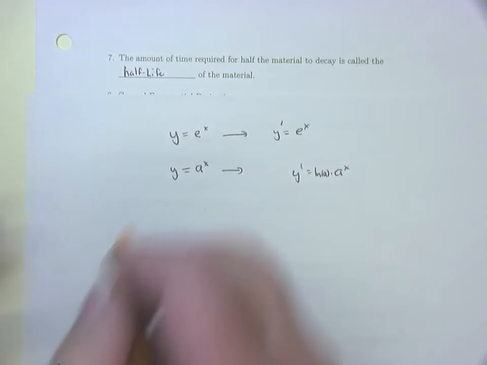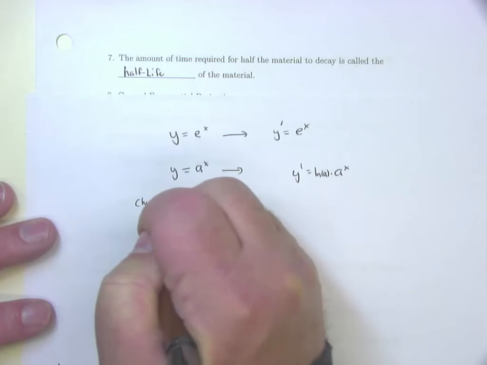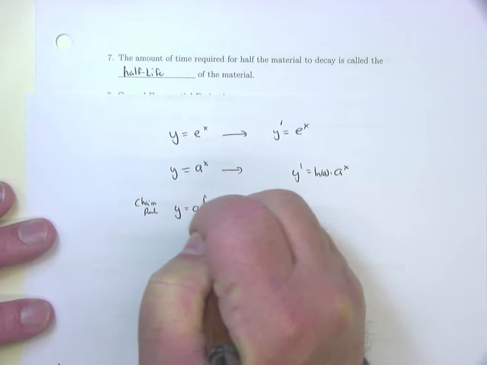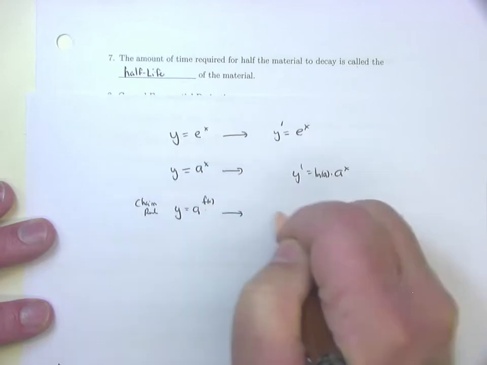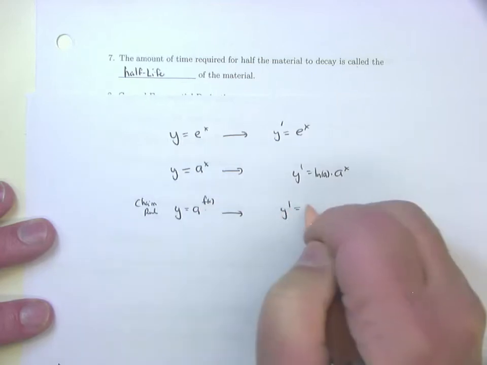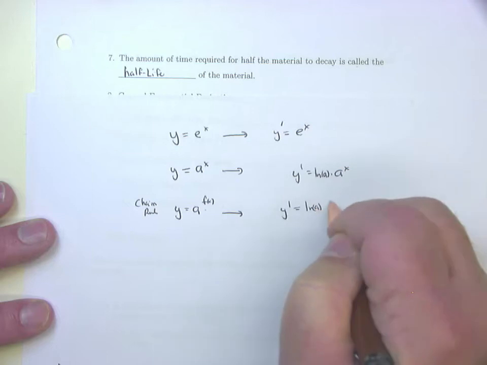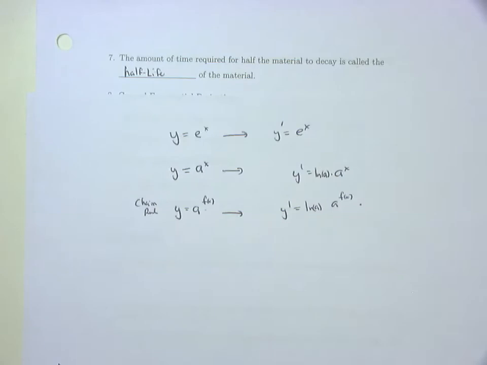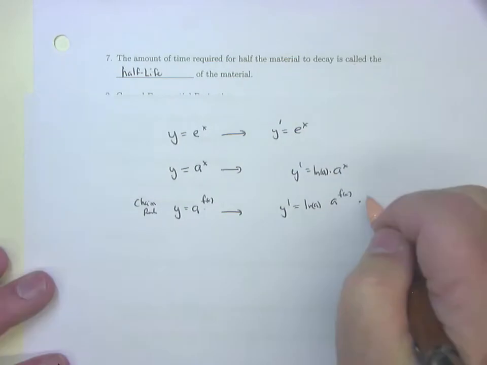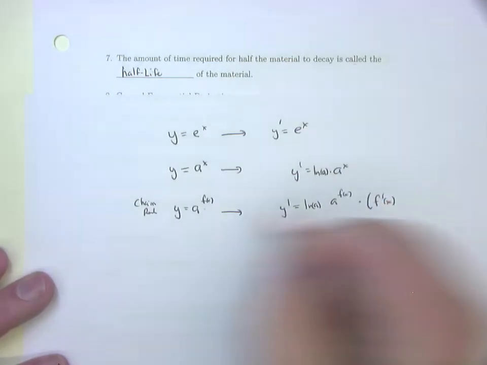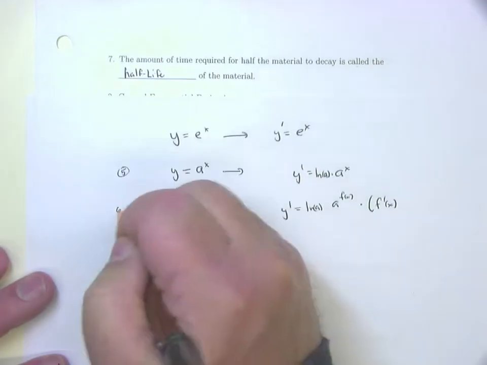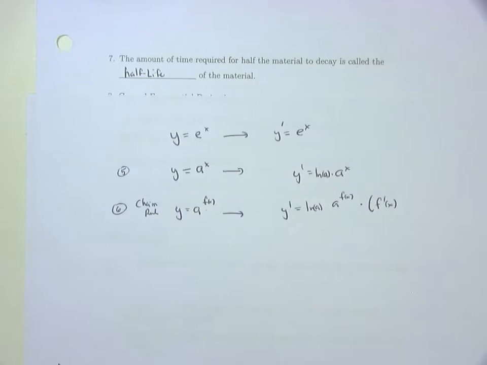And for every rule you have the rule, then you have the chain rule version of it. The chain rule version of this rule is this. If y equals a raised to some function, then y prime is going to be the natural log of a times a raised to that function, but for the chain rule version, you have to multiply by the derivative of the exponent, f prime of x. So 2 more rules. What are we up to? Rule number 5 and rule number 6. Exponentials, when you don't have that magic number e.